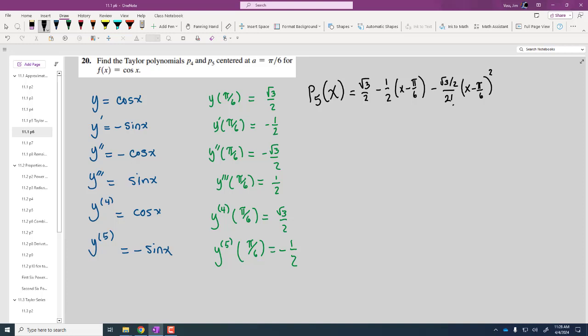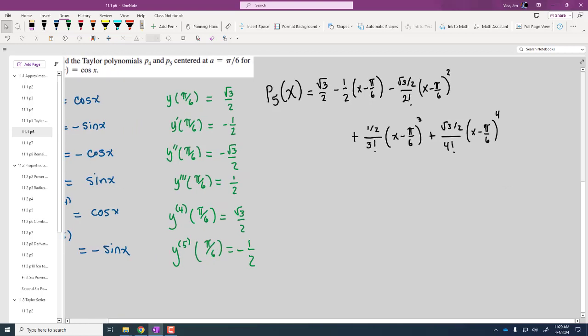And then we go to P sub 3, I'll put it down here. So to get to P sub 3, we're going to have plus 1/2 divided by 3 factorial, since we've got the third order derivative. Then we have our shifted x raised to the third power. And then plus root 3 divided by 2, all divided by 4 factorial, x minus pi over 6 to the 4th. And our last one, minus 1/2.